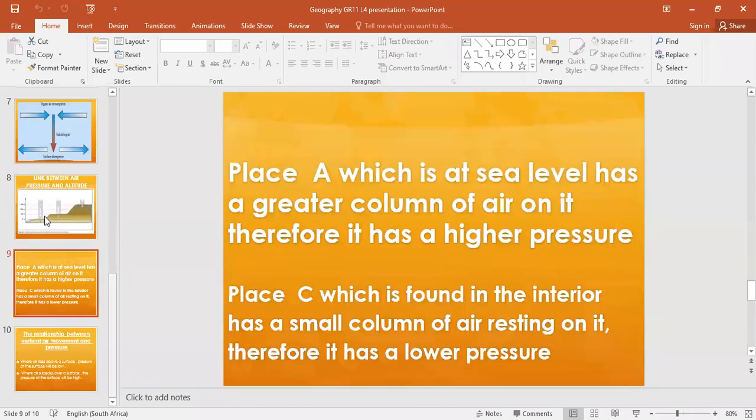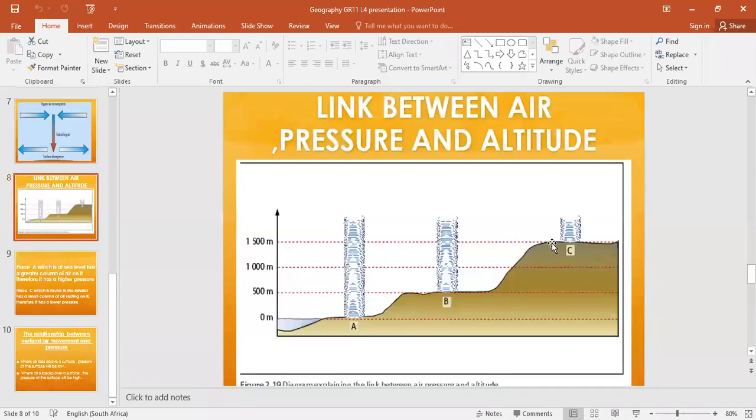Okay. Right, if you look at the columns there, A, B, and C, they're different again because of altitude. Altitude is height above sea level. At point A, it's at a lower altitude and there's high pressure. B is medium, and C is at a higher altitude and there's low pressure. So that is the link between pressure and altitude: the higher you go, the lower the pressure. The lower you go, the higher the pressure. This column represents the pressure according to the altitude.